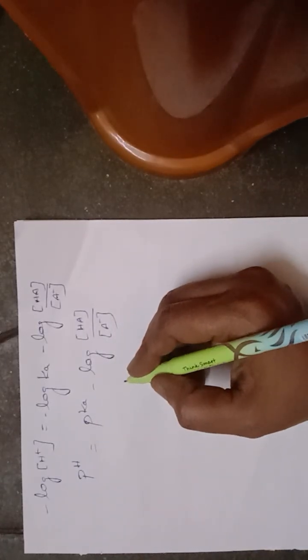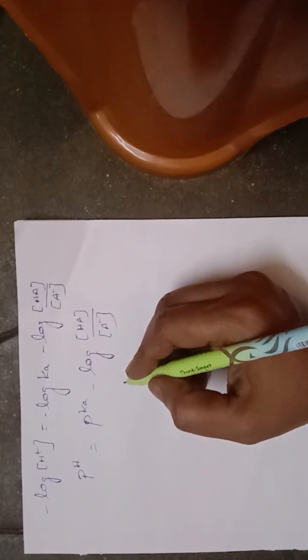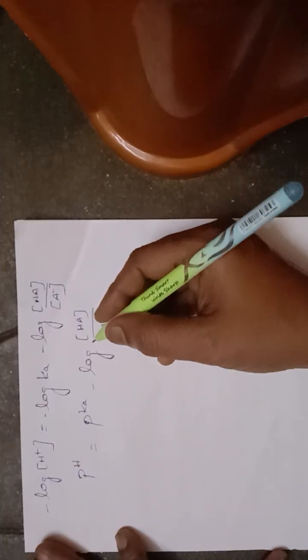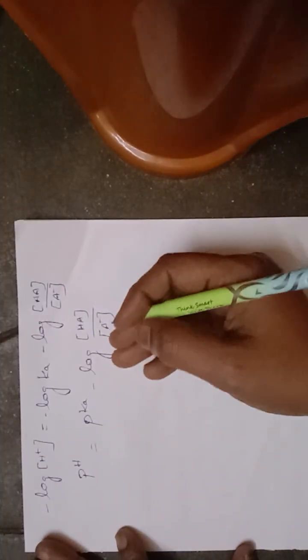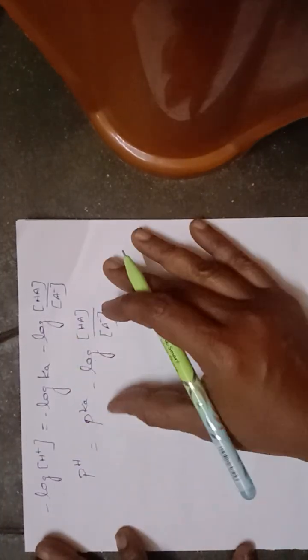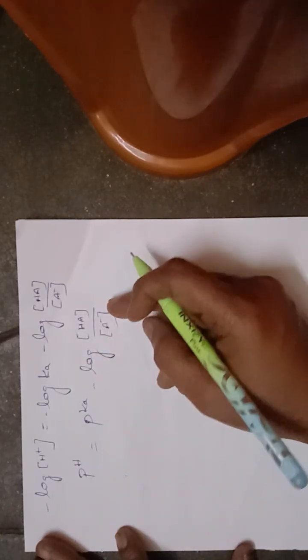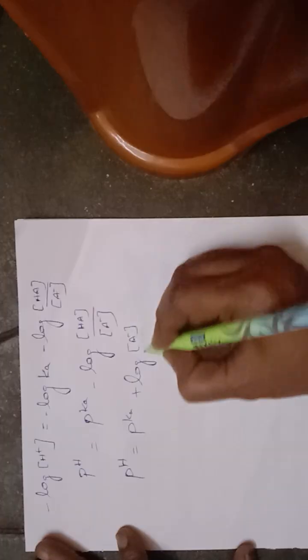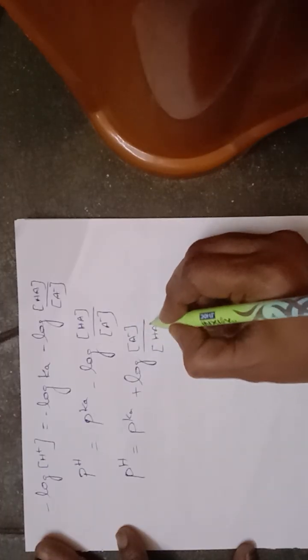Yes. So here the negative log will change to a positive, a plus sign. How does it change to plus? It is common for all the terms, because of the reciprocal, the minus log of HA over A minus becomes: pH equals pKa plus log A minus divided by HA. So I hope everyone is clear about this one.